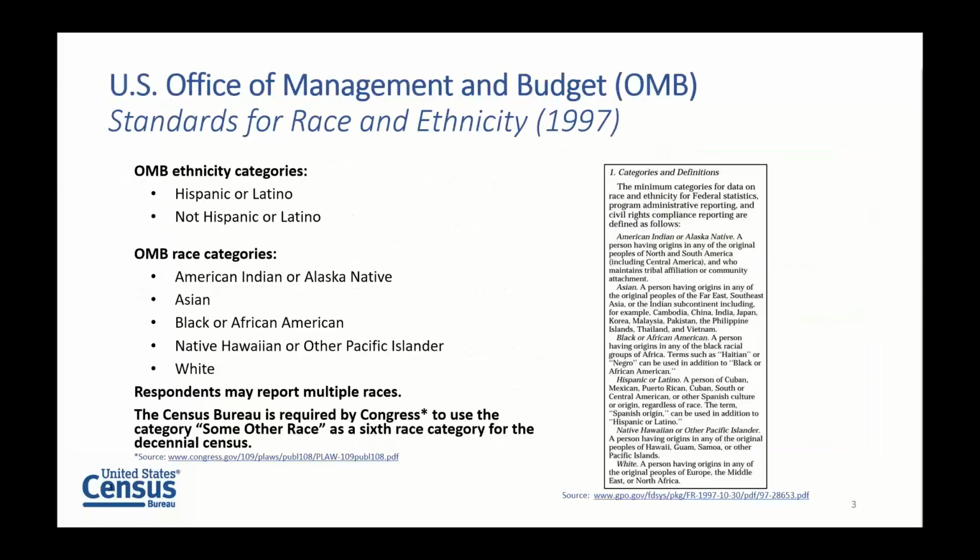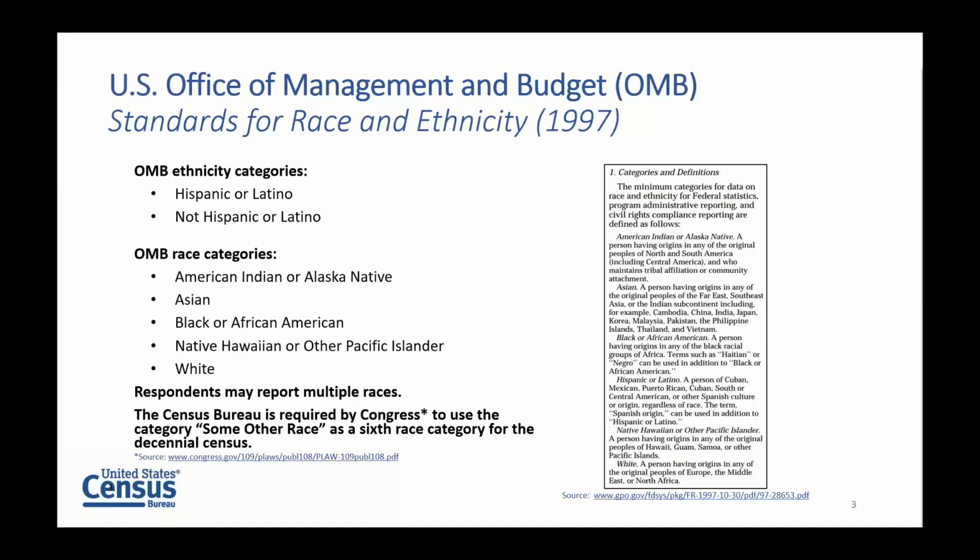So the American Community Survey, like all federal information collections, must follow standards established from the U.S. Office of Management and Budget when collecting race and ethnicity data. And the Office of Management and Budget minimum categories for data on race and ethnicity for federal statistics, program administrative reporting, and civil rights compliance reporting are defined as follows.